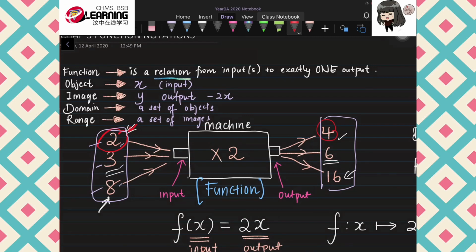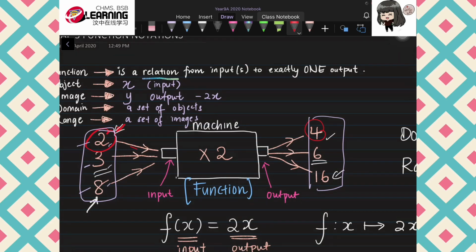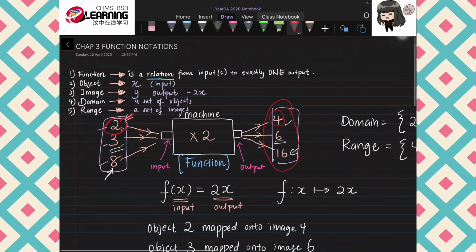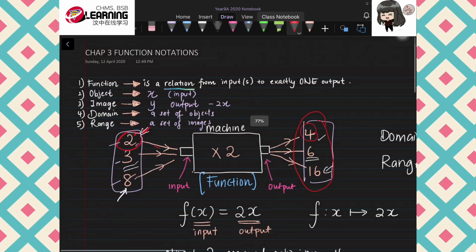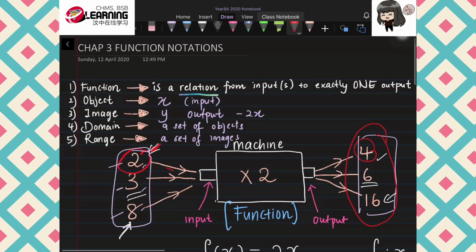And domain is a set of objects. It's a set of all the objects, a set of all the x. Any input that you put in, the set of all the objects is considered your domain. And range is a set of your images. Alright, I have summarized all this already: the definition of function, object, image, domain, and range.